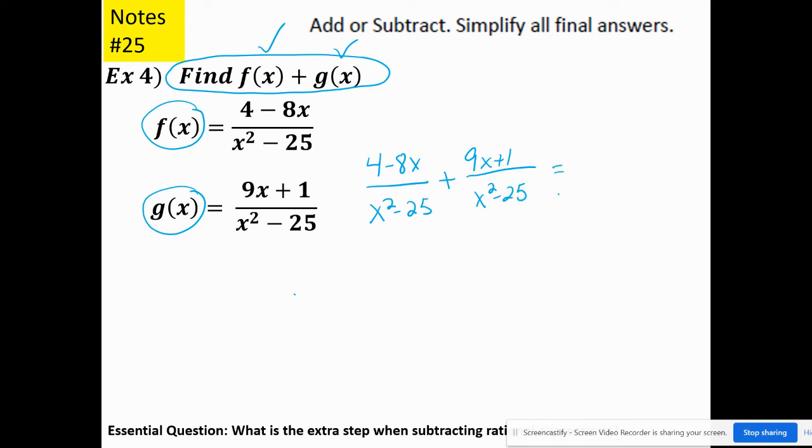Okay, so we got to do the top. So same. Denominator comes over. And then we have to do 4 minus 8x plus 9x plus 1.